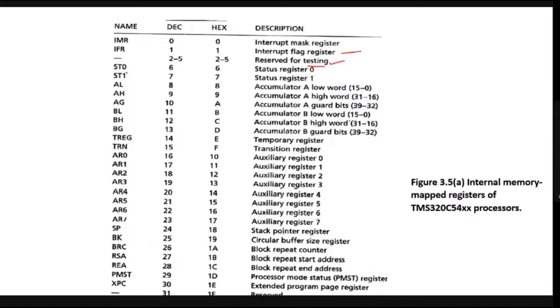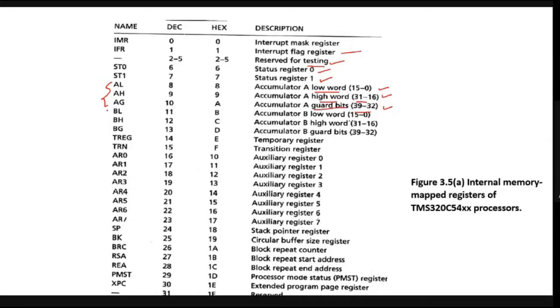And we have ST0, at hexadecimal position 6. It is called status register 0. The next one is status register 1. And we have a 40-bit accumulator register A, with AL, AH, AG. We divide this like this: 0 to 15 is the lower word, 16 to 31 is the higher word, and 39 to 32 is the guard bit.